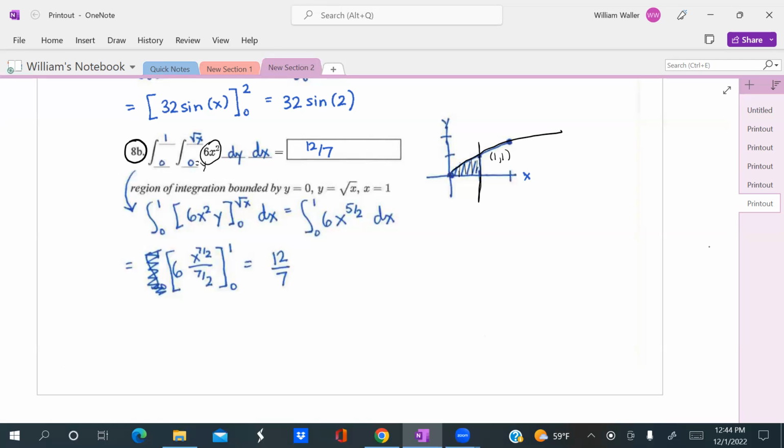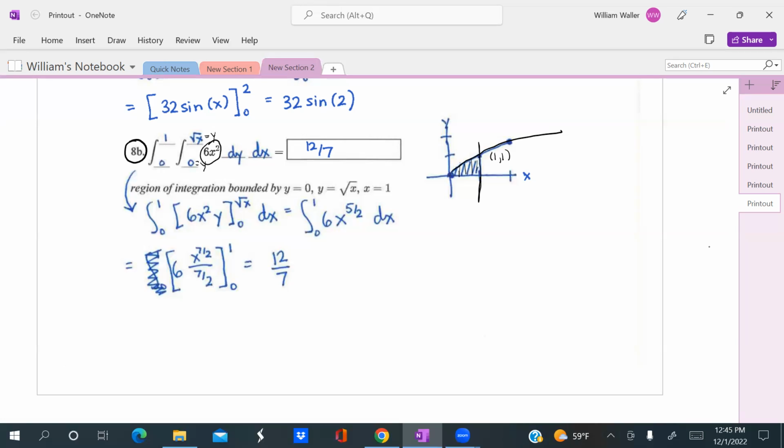And goes up to this curve, which is y equals square root of x. So the limits of integration with respect to y are 0 to square root of x. And then with respect to x, pretty simple. You're just going from 0 to 1 on the x-axis. So the limits of integration with respect to x are just 0 to 1. And now we just compute that double integral.